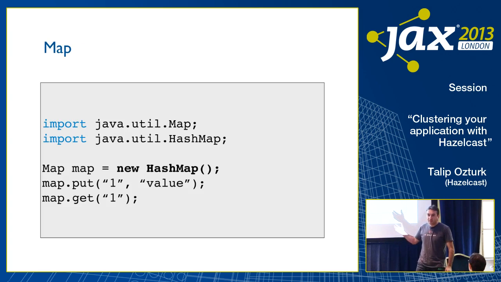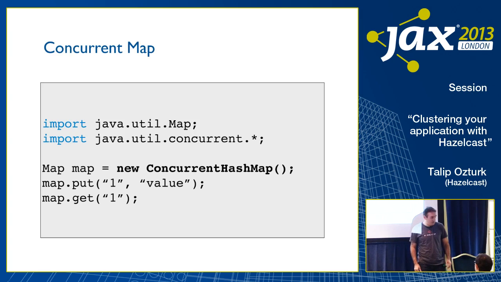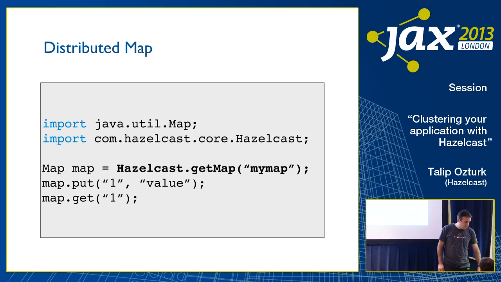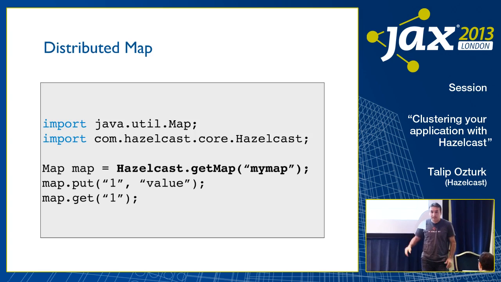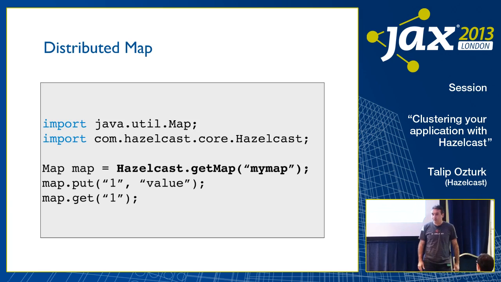We all know hash map. It's very simple. You put and get, but it's not thread safe. If you want to share this map across multiple threads, what do we use? Concurrent hash map. Now it's good to share the map. So what if you want to share the map across multiple JVMs, multiple nodes? Then we use Hazelcast. Hazelcast will give you a map which is distributed, and any JVM running Hazelcast can share the map, and also the other data structures like queues and multi-map across the cluster.